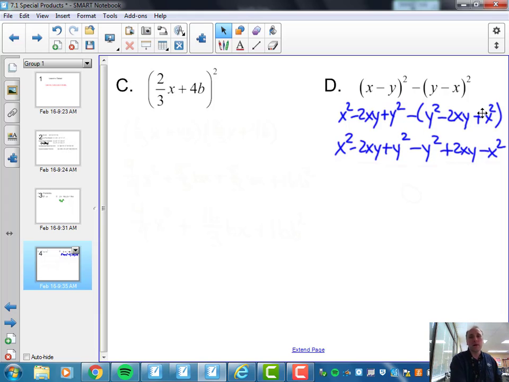And now I want to look at combining any like terms that I have left. So I've got an x squared and a negative x squared. X squared plus negative x squared, that's 0. I've got negative 2xy and positive 2xy. Well, opposites, they add to 0. I've got y squared minus y squared. That's 0 too. Everything that I have in there winds up canceling out. So this expression has a value of 0.